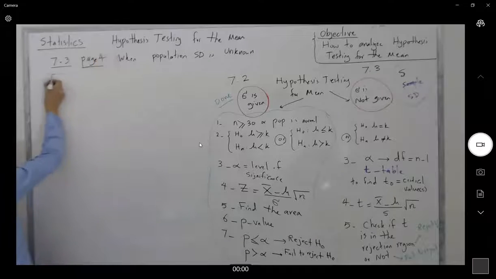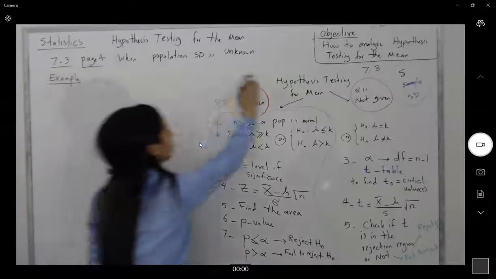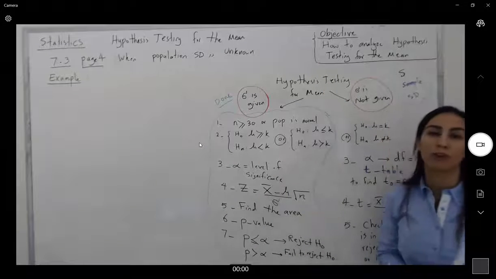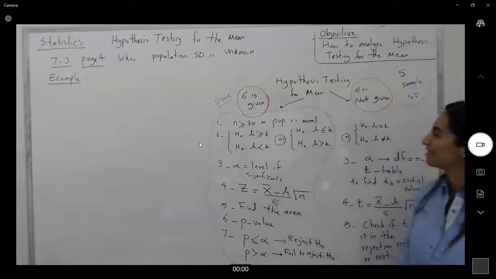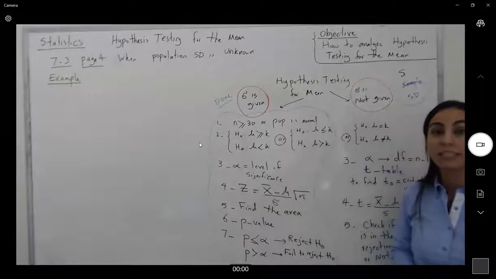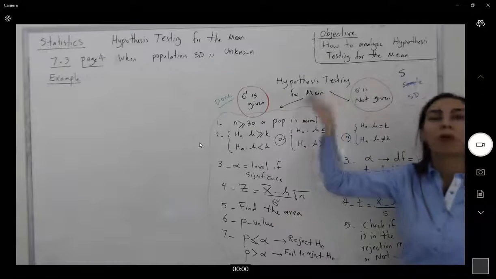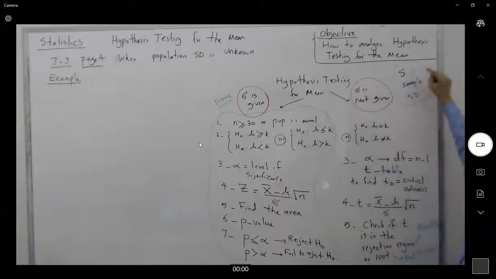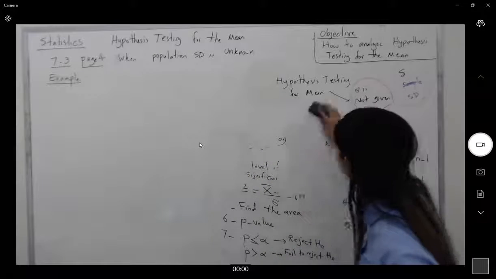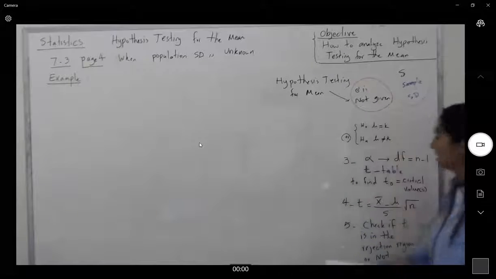Page 4, example. So, first of all, tell me this. Are we following the first one or the second one? Are we using Z or T? T. Why is that? Because we don't have sigma. We don't have the population standard deviation. What we have is our sample standard deviation. So we're not going to use Z. We're going to just focus on our T.